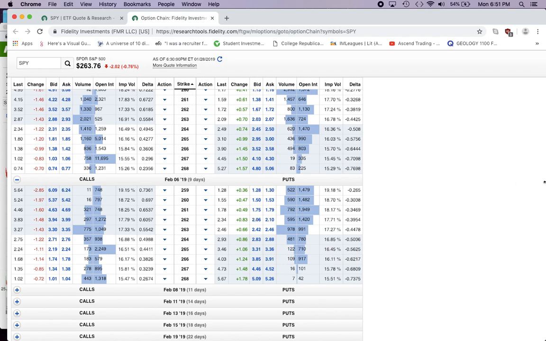Because think of the probabilities. If you have a 260 call, and when you bought, the SPY was at 255, and when you sold, the SPY was at 259, then those options go up a lot, because the probability that it's going to reach 260 by expiration has gone up a vast amount.